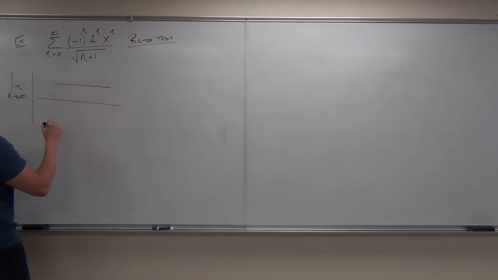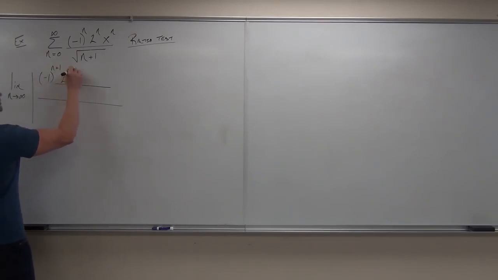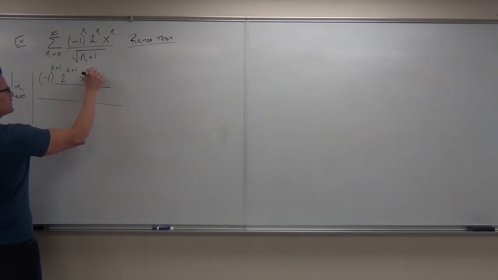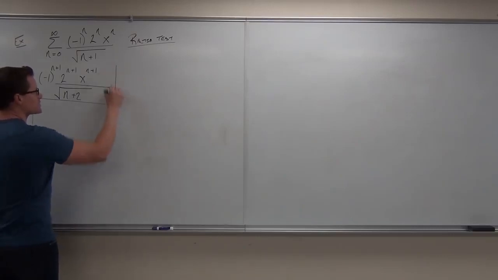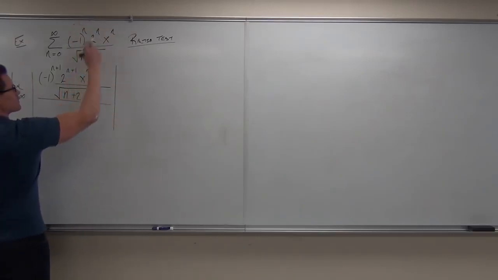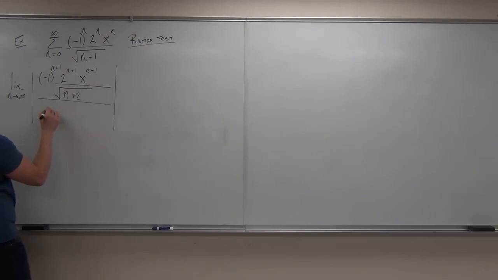Man, this is going to be a nasty one, isn't it? Let's see if you all got this. We got -1 to the n plus 1. We got 2 to the n plus 1. We got x to the n plus 1. We got square root of n plus 2. Do you see where that's all coming from? All right, cool. We're just taking n plus 1 and putting it here and here and here and here. And then all over a sub n.